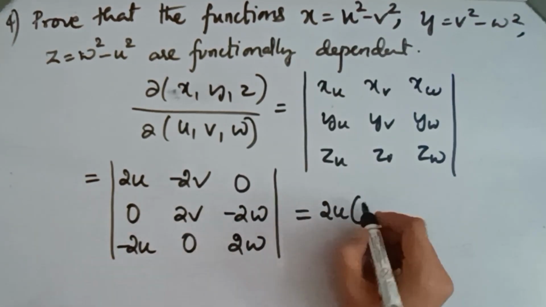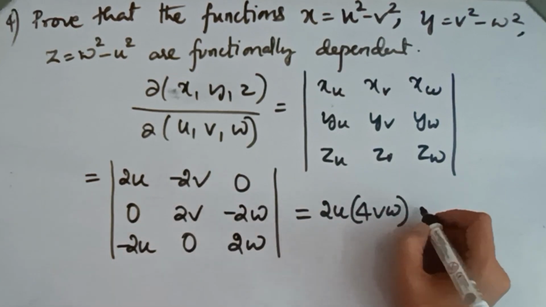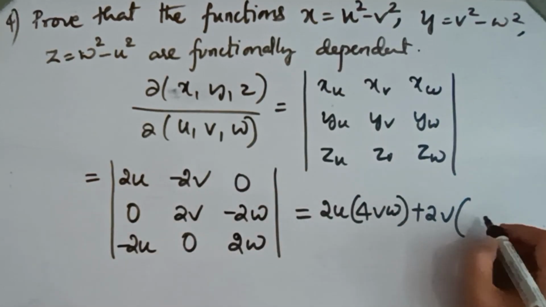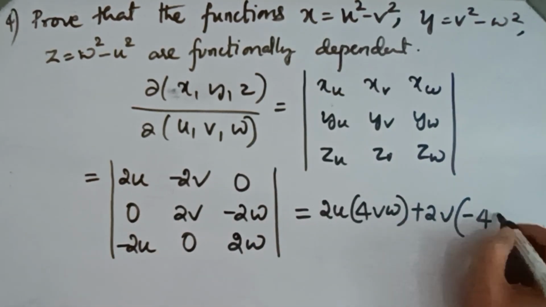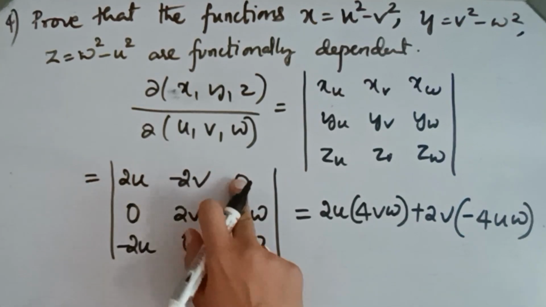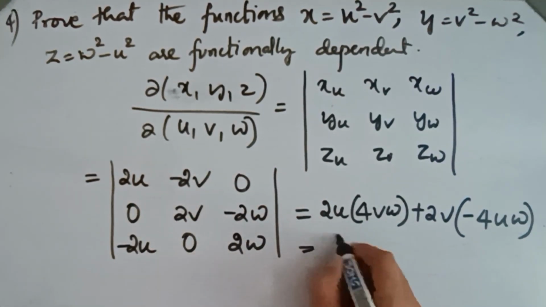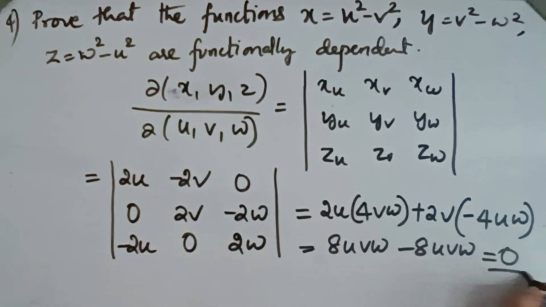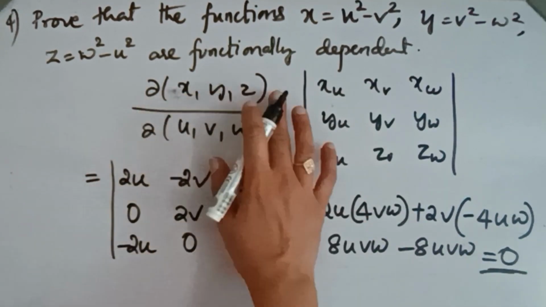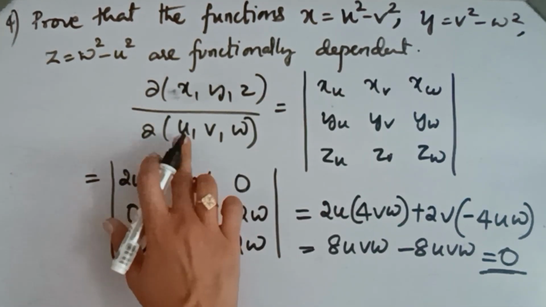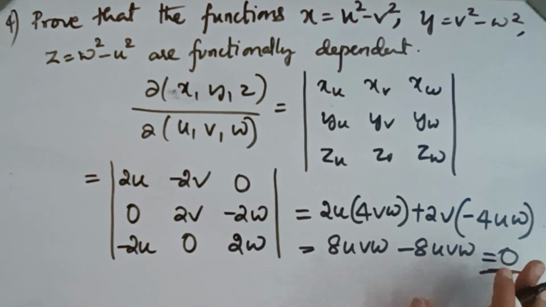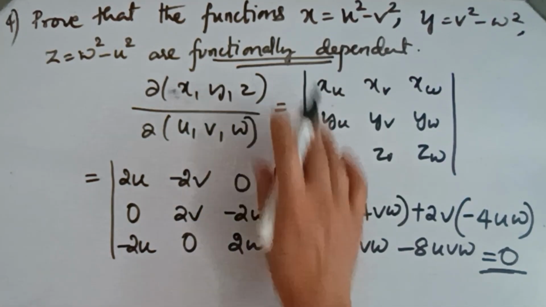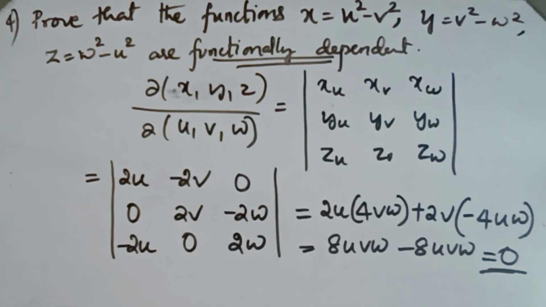2u into 2 to the 4vw, then minus 0, plus 2v into, delete first row second column, 0, and this is a minus 2 to the 4uw, and the third entry anyway is 0. So this gives you 8uvw minus 8uvw, which is equal to 0. Hence I got the Jacobian of these three functions with respect to the independent variables u, v, w equal to 0. Hence these three functions are functionally dependent. They are not independent, that means they are functionally dependent. I hope you understood the concept of Jacobian.